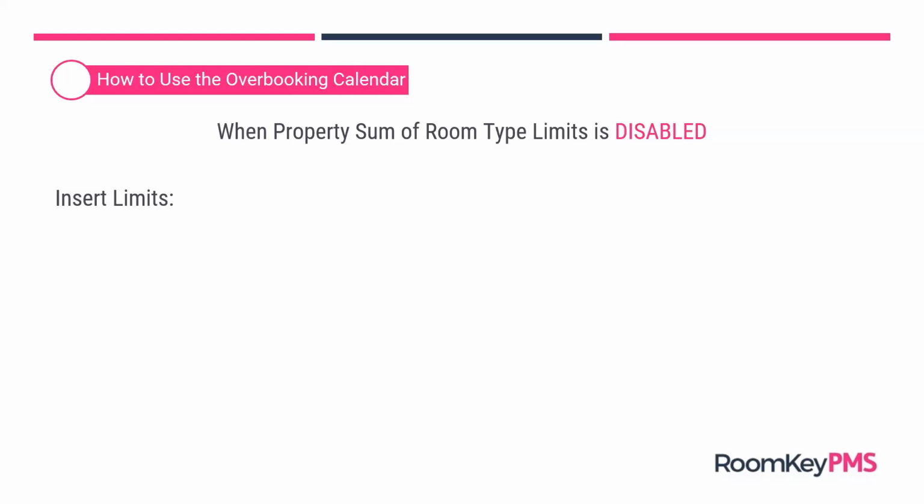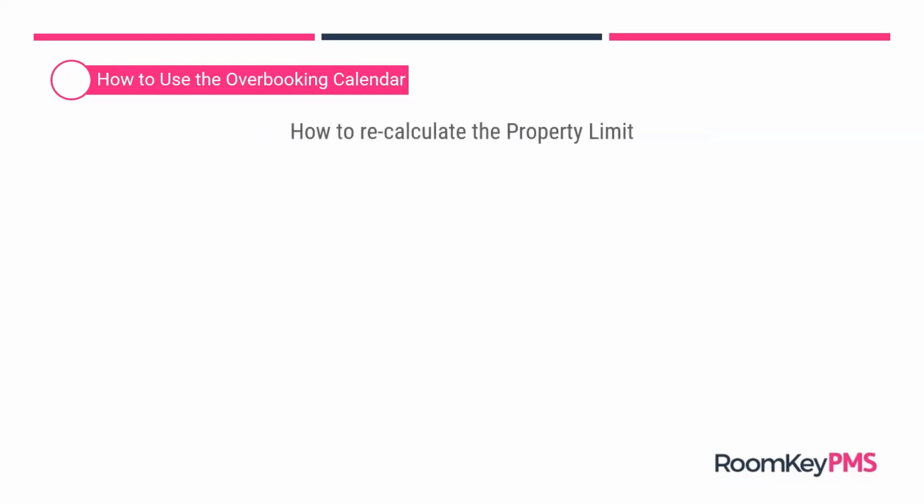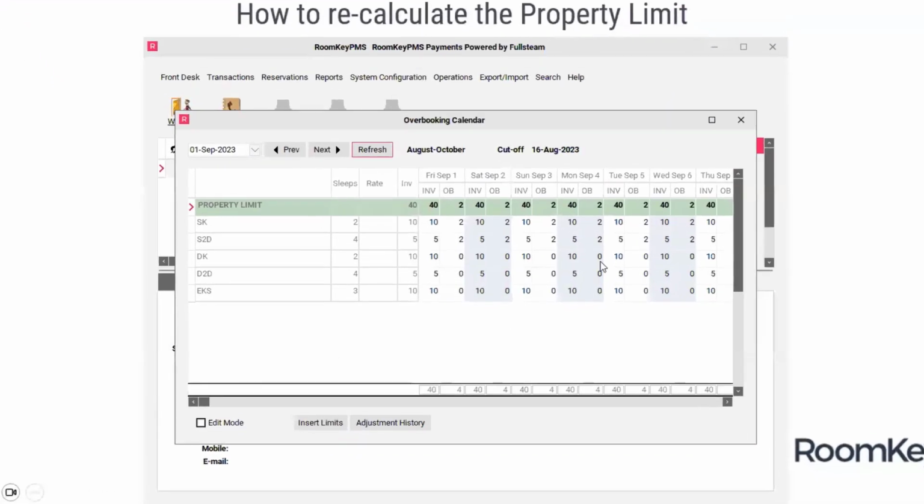Another feature of the room type limits when that setting is disabled, option B, is that you do have the ability to recalculate the property limit. So even though the property limit does not automatically update with option B, we can force it, or tell RoomKey to recalculate the property limit. So I'm going to open up that database we were just looking at there, the one with option B, the setting disabled, and I want to recalculate the property limit.